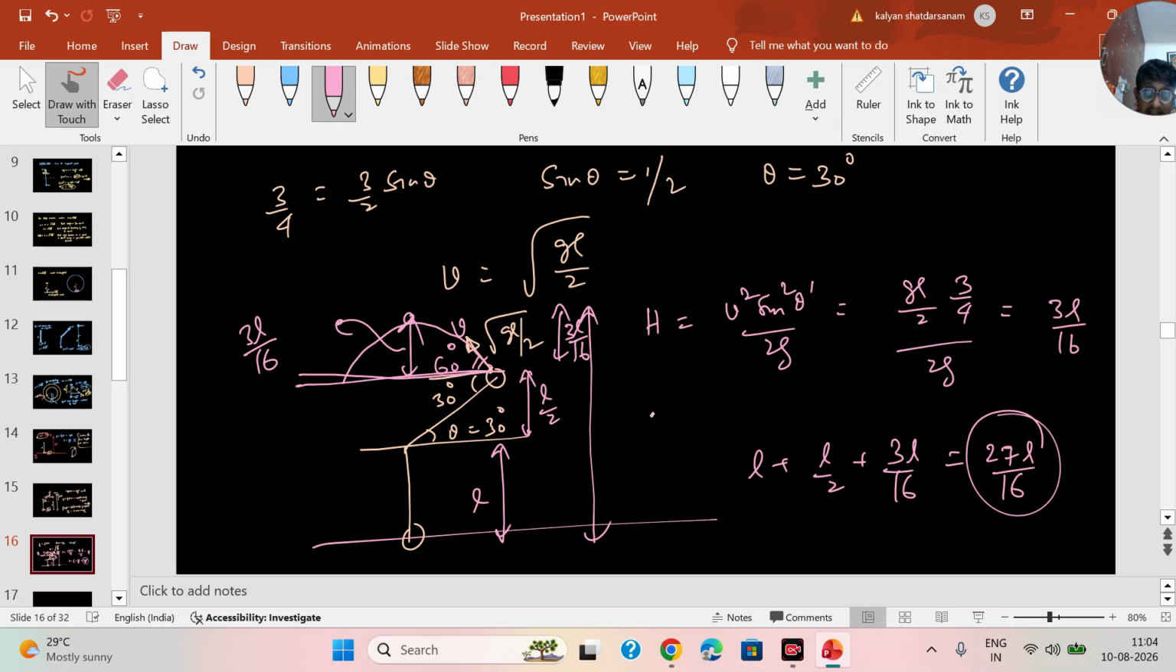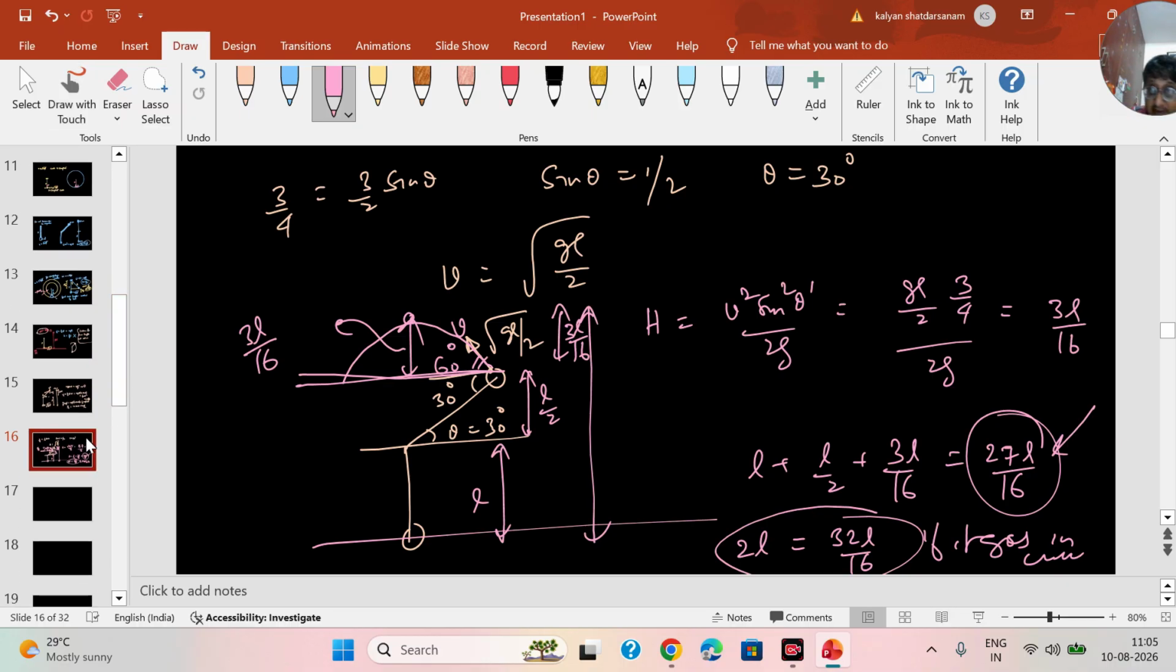Had it gone in a circle, it would have gone to a maximum height 2L, which is 32L by 16. This is if it goes in a circle. It did not go in a circle, so it went to a lesser height, 27L by 16. So this is the idea here. For the maximum height, you have to be very careful. You can't just calculate it by using energy conservation.